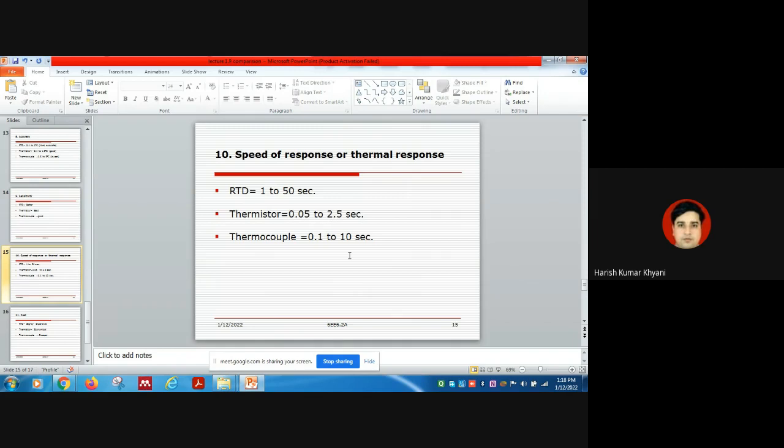Next one is speed of response, or you can say thermal response. Here you can see that the response of thermistors is highest. It is the most sensitive device and has a fast response as compared to the RTD and thermocouple. This slide is basically showing the typical range of their thermal performance.